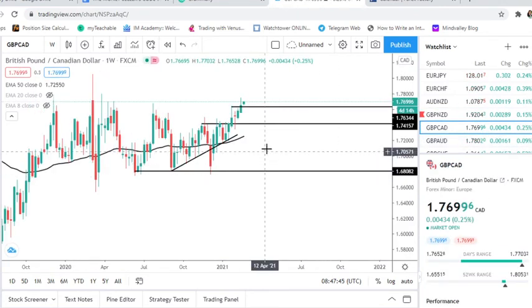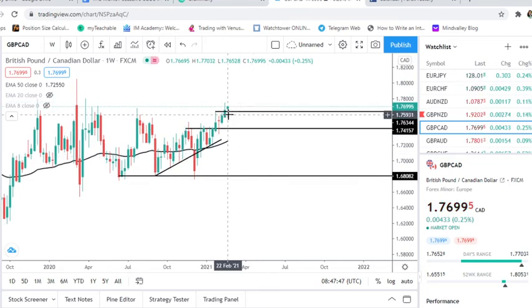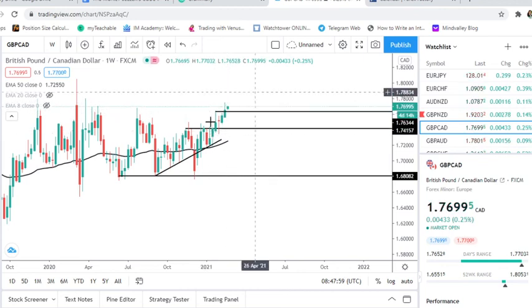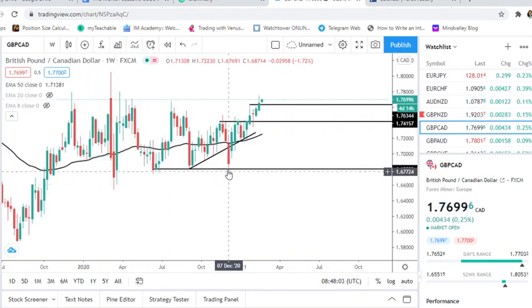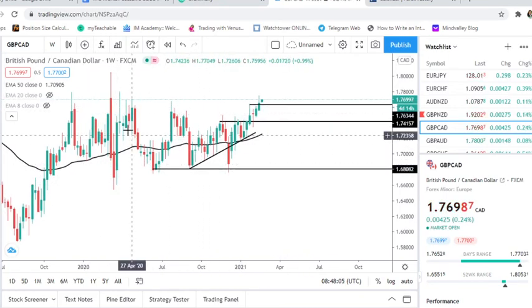GBP Canadian dollar. We have a close above this resistance area with a long wick above it though, so it closed around the resistance area, but we have it above it now. So this may continue bullish, but neutral bullish because all of these are in consolidating parts. Okay, so neutral bullish bias.